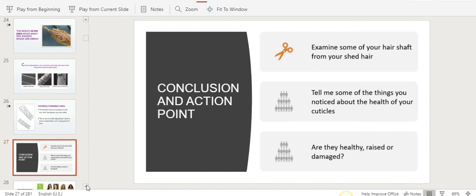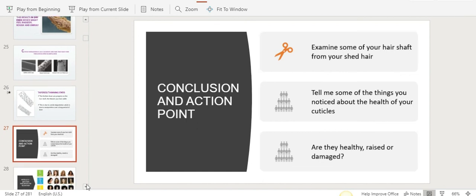Now, in the next module, number 2, we are going to be going over hair typing and what it means for your natural hair, especially for moisture retention. All right, so I will see you in the next module.